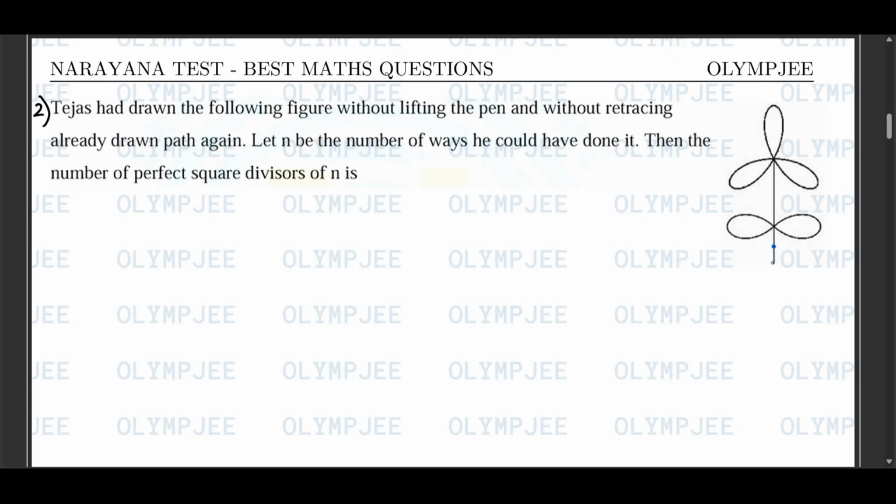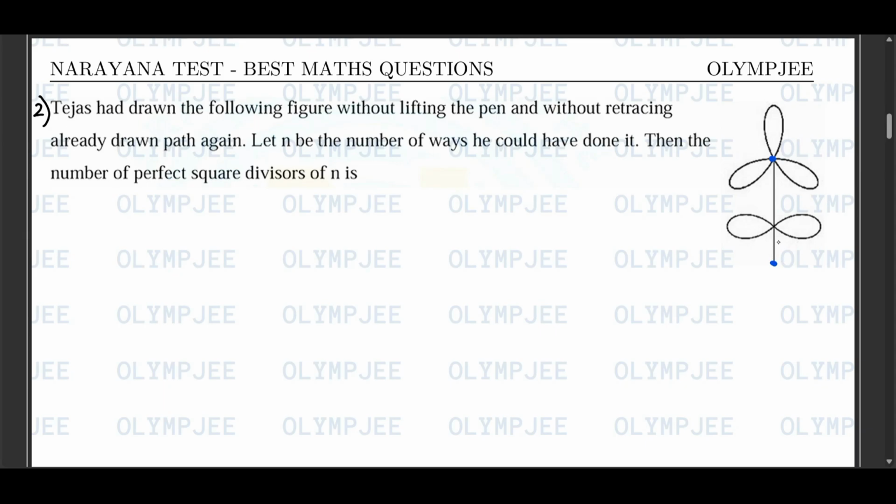So he must start from one of the extreme ends, and he cannot also start from a loop, because if he starts from here, then he will first go here, then he'll have to go back here, and to go downwards he'll need to retrace the path he has drawn. So he cannot start from one of the loops, so he must start from here if he's starting from the upward direction. So he must start from here or here.